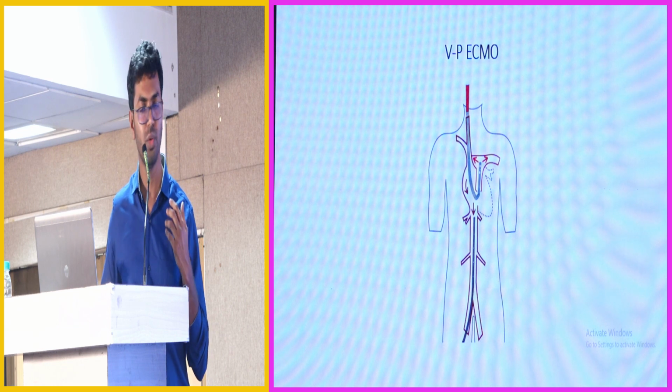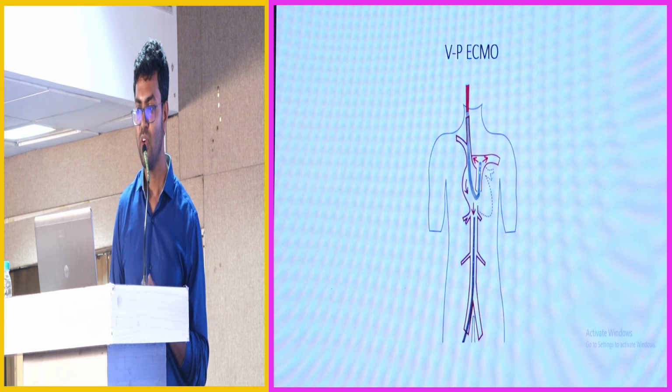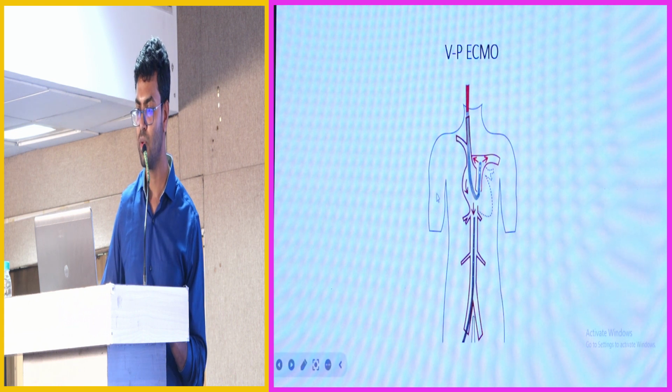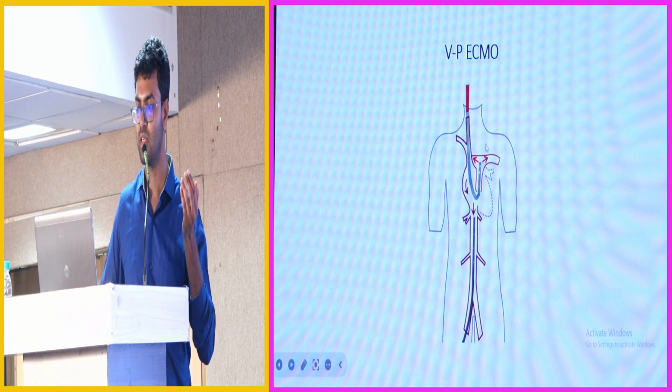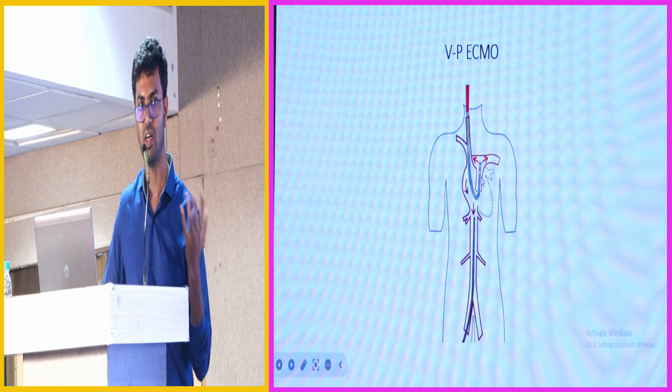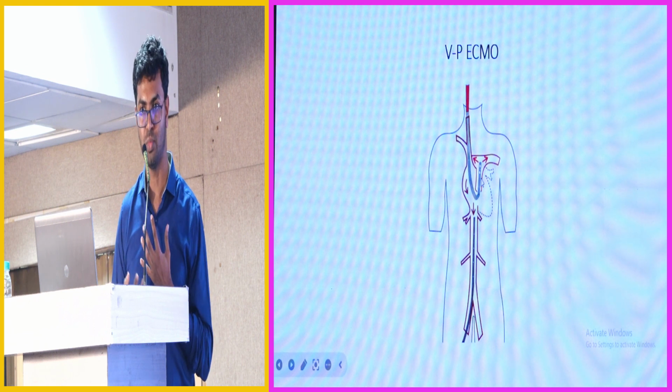So what we can do in these patients is a venopulmonary ECMO. What does it mean? In the venopulmonary ECMO, we place the returning cannula into the PA, bypassing the RV. So the returning cannula goes from the RV into the PA. The drainage cannula comes here like this, and the blood gets oxygenated and pumped back to the PA, bypassing the RV. So this is a kind of RV support.